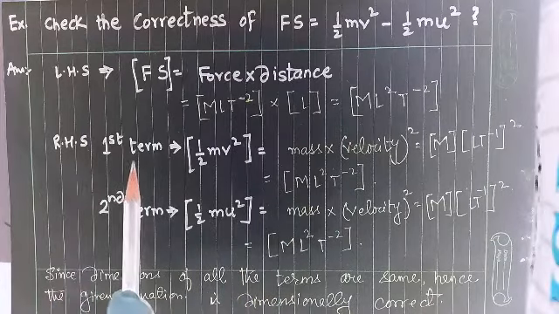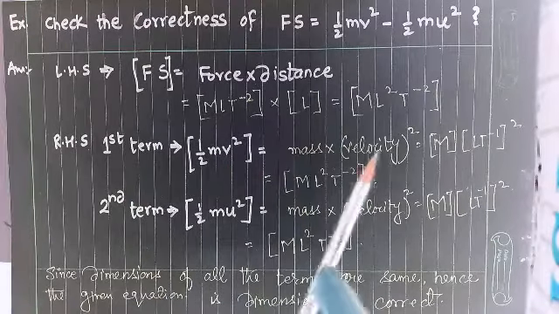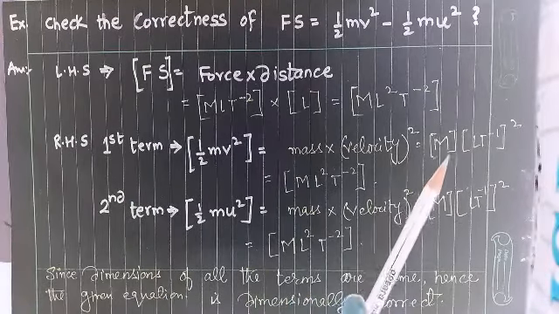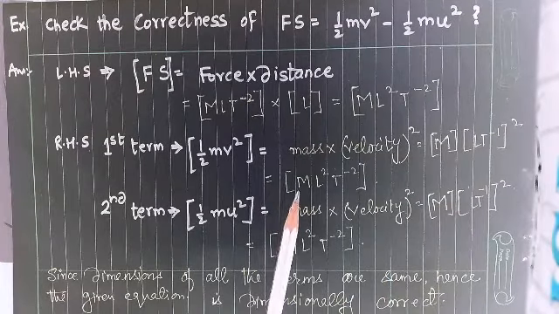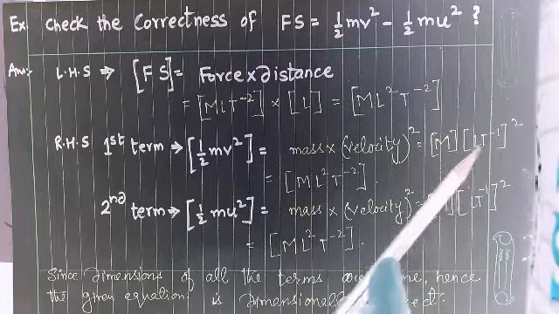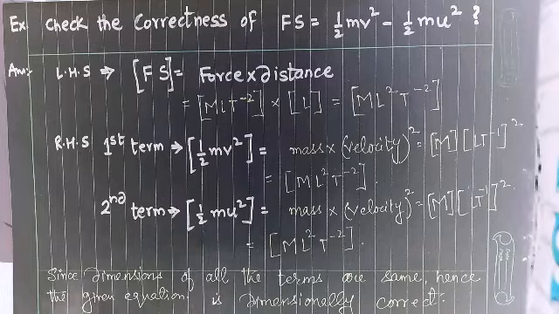Right hand side, first term is half mv square. Half is dimensionless, m mass, velocity square. So we are having dimensions M L T minus 1 whole square. Finally it becomes M L square T minus 2. Second term half mu square, half is dimensionless, m mass into velocity square. Again we get the same dimensions M L square T minus 2. So since the dimensions of all the terms are same, hence the given equation is dimensionally correct.